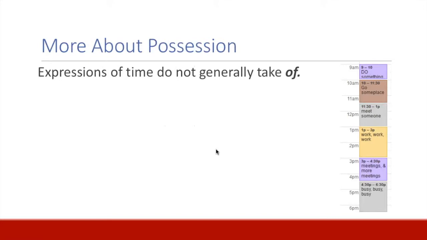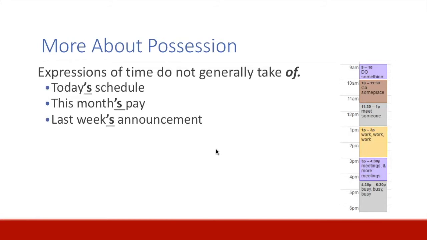Expressions of time do not generally take of. For example, today's schedule, this month's pay, last week's announcement. So we would not say the schedule of today or the pay of this month or the announcement of last week. That would be unnatural.